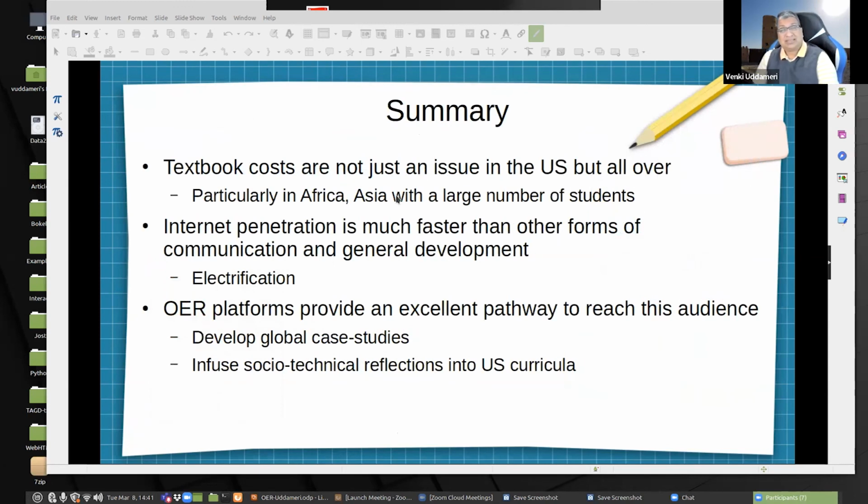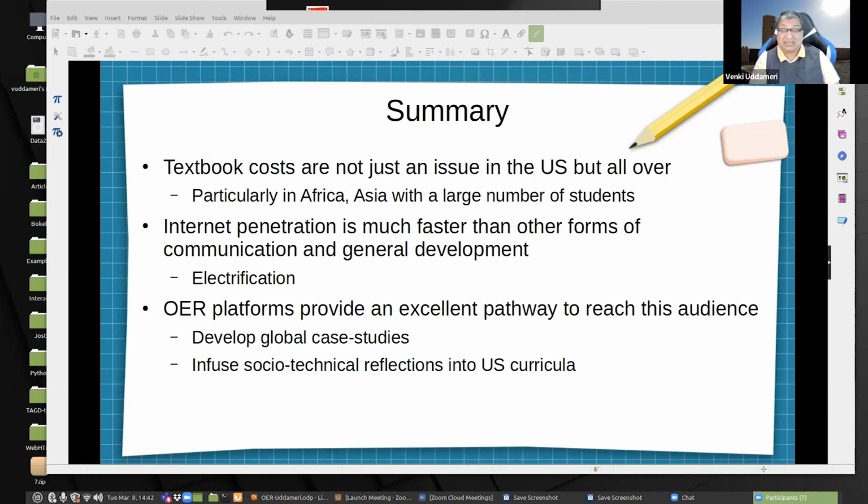So just a quick summary. Textbook cost, we all know, is not just an issue in the US, but worldwide, particularly in an area where there are a lot of engineering students. So that's a big issue. Internet penetration has been very fast compared to other development, for example, electrification. So people have access to internet, and people have figured out ways to connect their computers. So they use batteries, they use other things, especially in Africa and other places where electricity is not reliable, but they have found ways to keep their internet reliable.